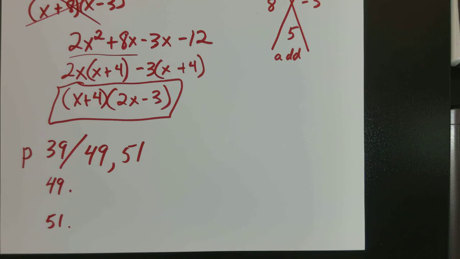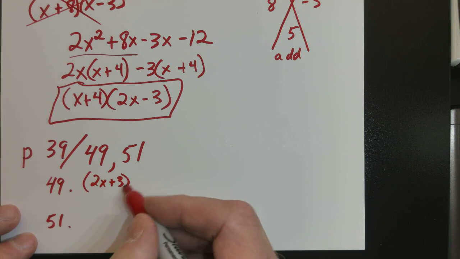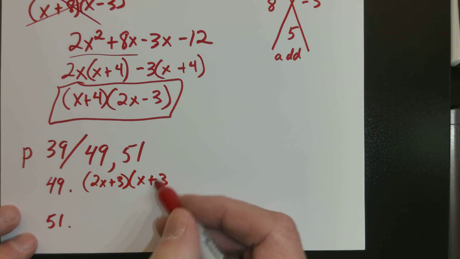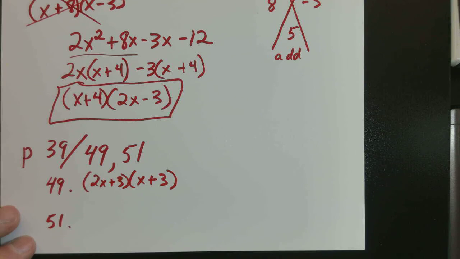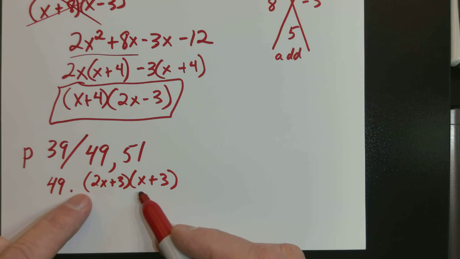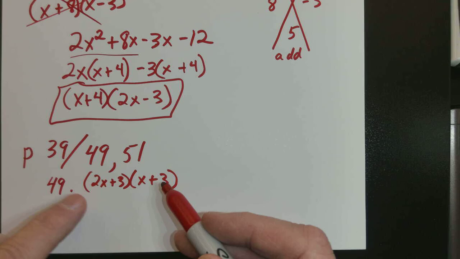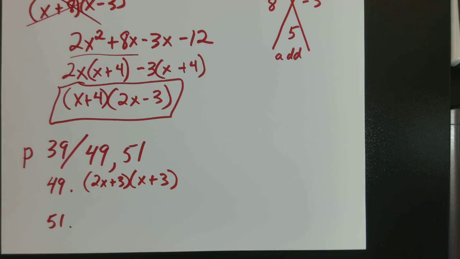49. I want to share that. Owen. 2x plus 3 times x plus 3. And good. I think that's right. See, we started with 2x squared plus 9x plus 9. Or did I say that right? Yeah, okay. All right, good.